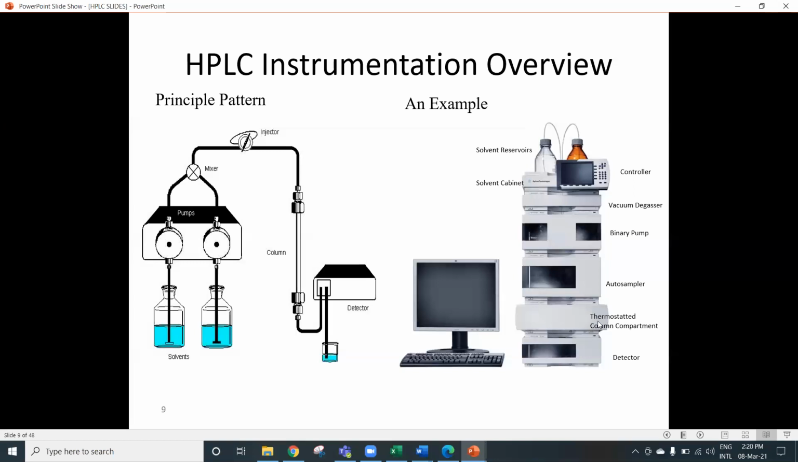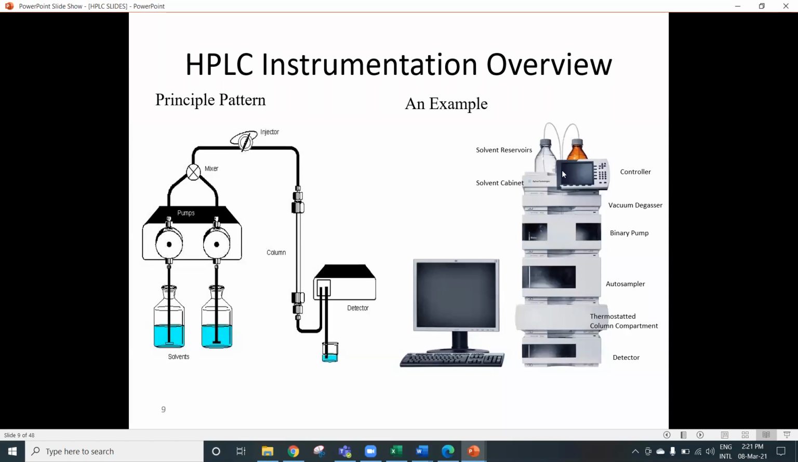So this is the picture of a modern HPLC. Your solvent reservoir is at the top here. There's a cabinet here where your solvent is. There is a PC that controls the flow rate of your mobile phase. Then you have a degasser, and the purpose of the degasser is that you don't want any bubble inside your solvent, because if there's a bubble in your solvent, the air that is trapped there would also be detected by the detector. So you don't want a bubble in there. That is why there's a degasser placed here.